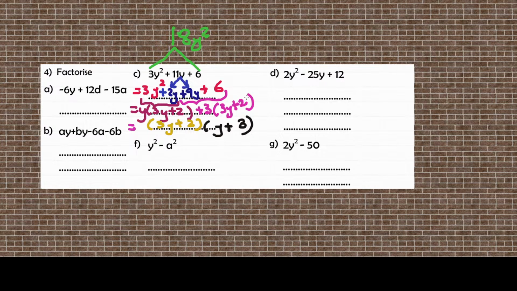So the answer is 3y plus 2 times y plus 3. All right, let's look at the next one. We have got, once again, a trinomial quadratic.